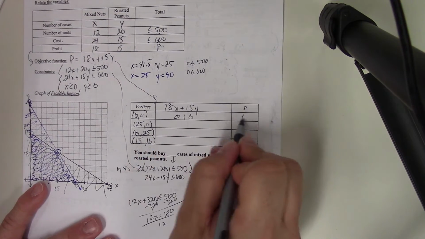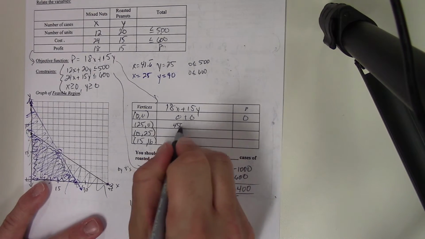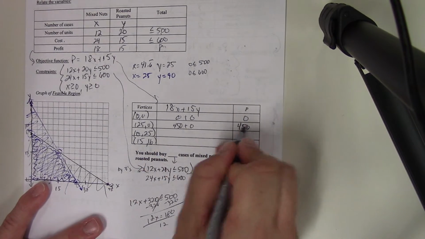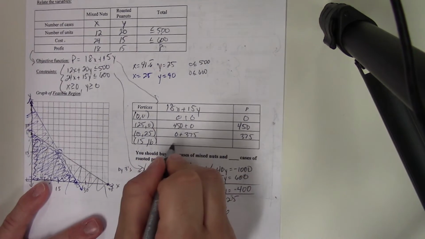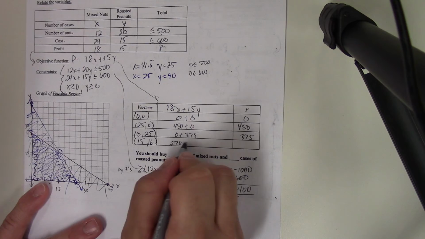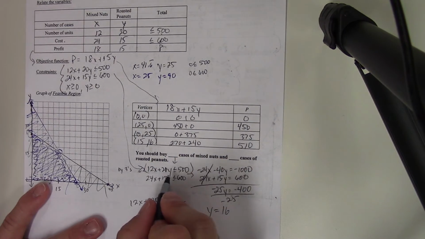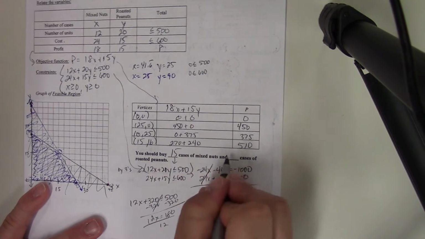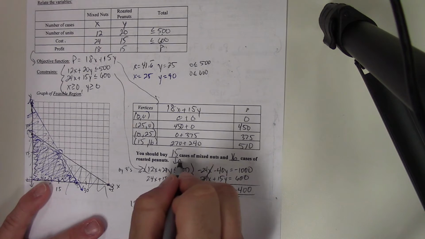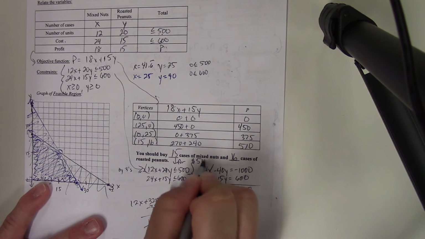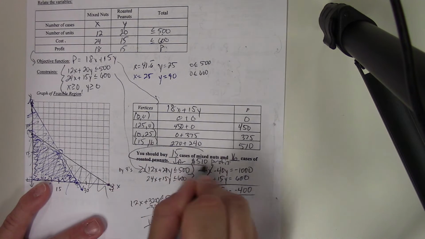0 plus 0, of course, is 0. I'm going to go through these kind of quickly here. Here I get 450 plus 0. Here I get 375. And here I get 270 plus 240, which is 510. And there's my max, right? So I should buy 15 cases of the mix and 16 cases of the roasted for $510 profit. I've got a lot of stuff written there, so I'm going to circle this answer here.